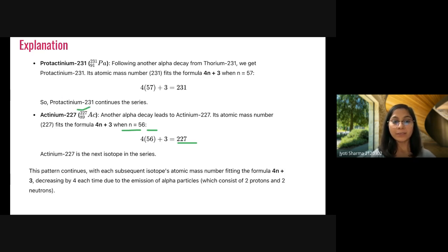This pattern continues, with each subsequent atomic mass number fitting the formula 4n plus 3, decreasing by 4 each time due to emission of an alpha particle. What is happening is that an alpha particle is emitted from each element, and that's why the mass reduces by 4 each time. So this is how the actinium series is 4n plus 3, right?